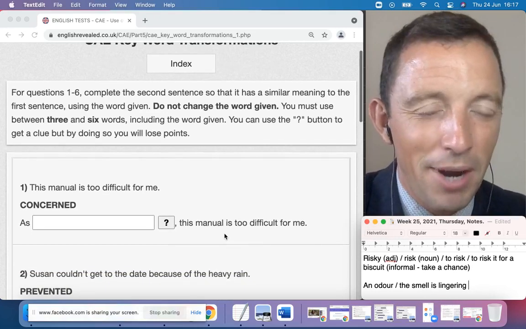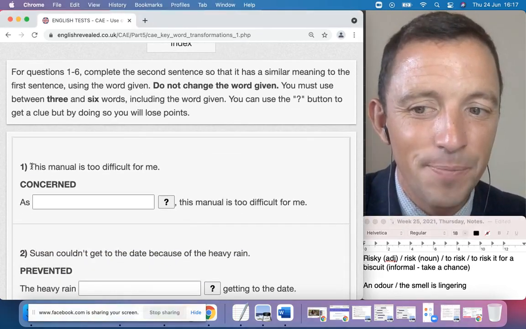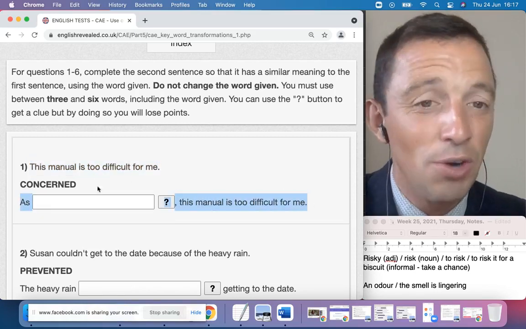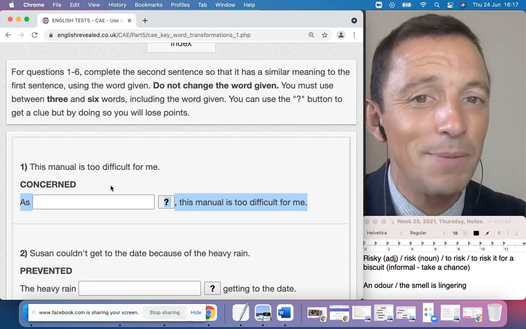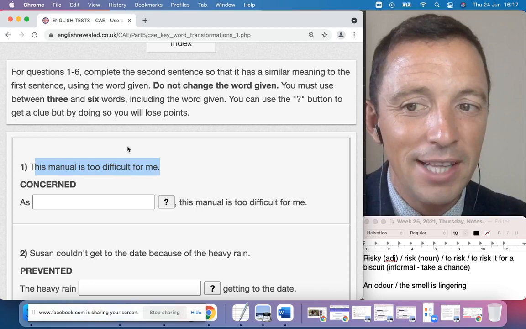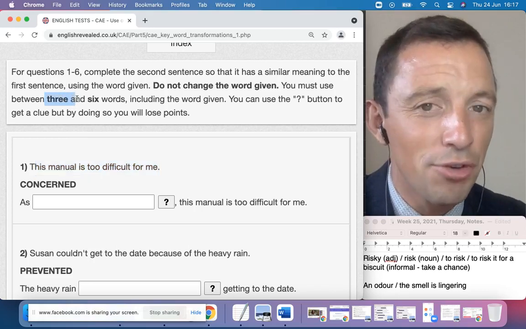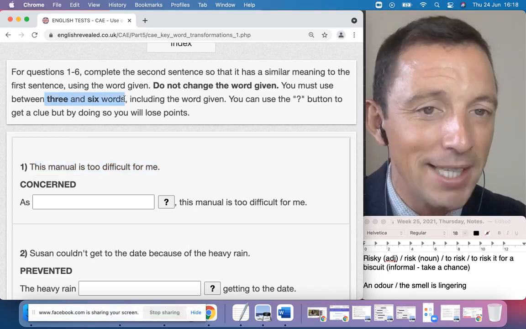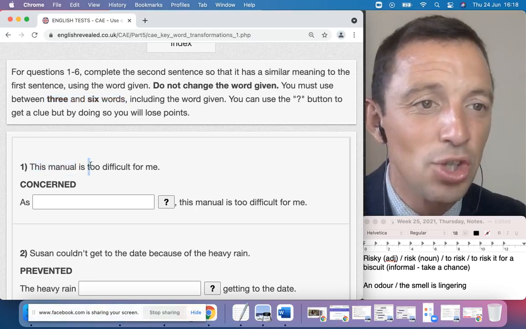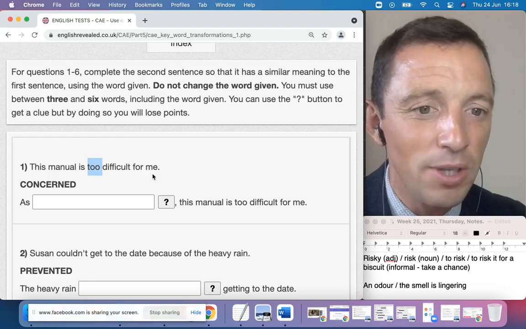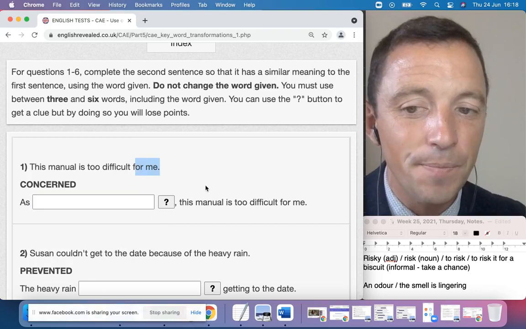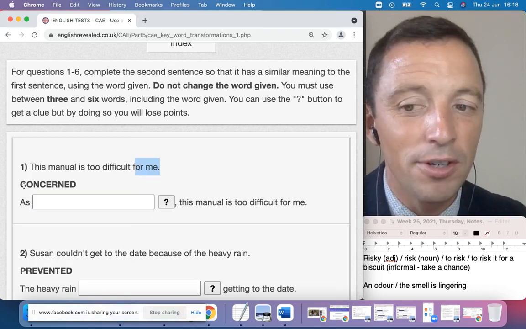Okay. Part 4, we have the first sentence and we have the second sentence. Your job is to write the second sentence with the same significance as the first sentence. In the advanced, you have a minimum of 3 words, including this word, and you have a maximum of 6 words. So this manual, this book, is too difficult for me. It's impossible to read this manual. So what do you think is the best option here for number 1?